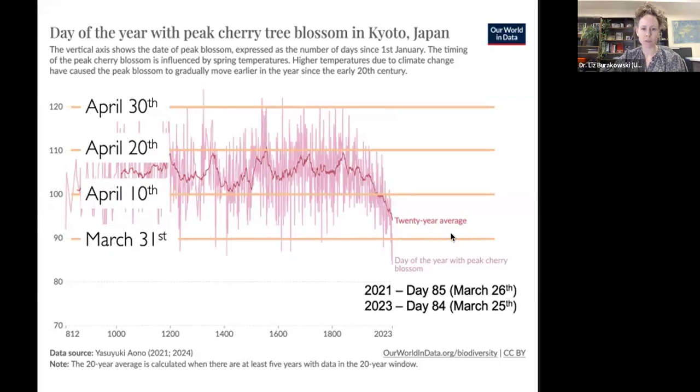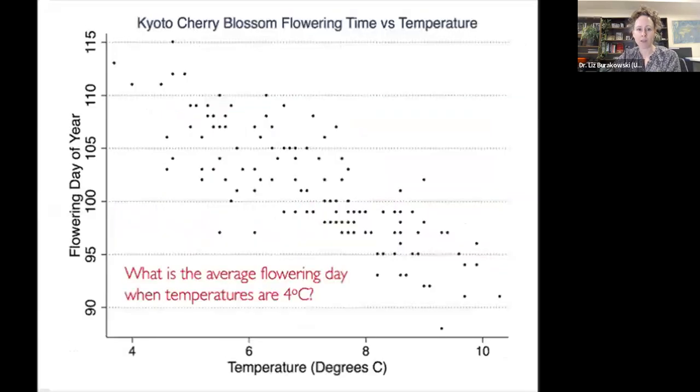If we put March 31st here, April 10th, 20th, and April 30th, what we can see is that there's quite a shift here. Back in the year 1000 or so, it looks like the bloom date was closer to mid-April, April 15th. But recently, we've been seeing earlier dates. In 2021, we saw them bloom on March 26th. And in 2023, the record was broken and they bloomed on March 25th. So it's been a pretty remarkable shift of over 2 weeks at this point. We can also look at how these shifts have been changing over time related to temperature.